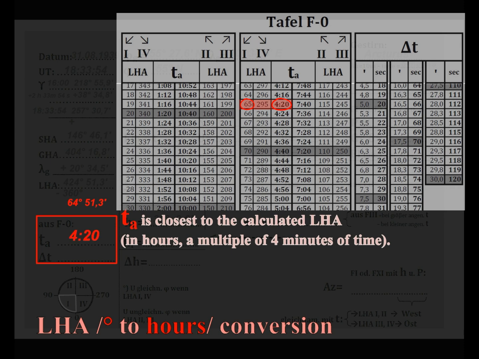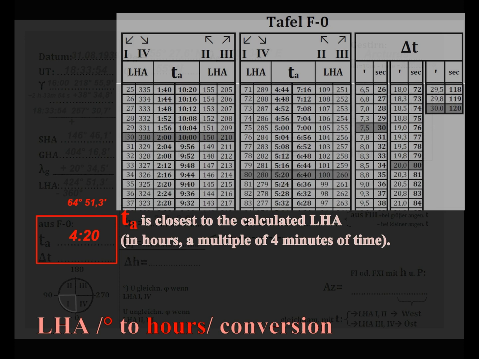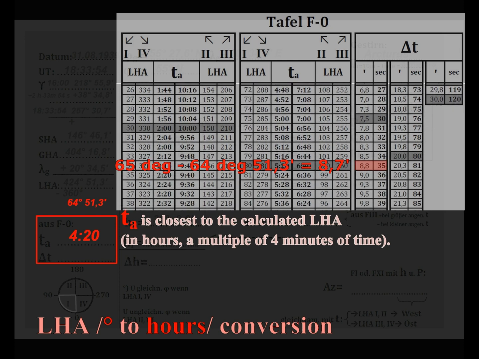Next, you need to determine the difference in arc minutes between the calculated value of the local hour angle and its closest full degree, 8.7 arc minutes in our example. On the right side of the table, take the delta T value in seconds of time, which corresponds to the difference in arc minutes, 35 seconds in our case. This value can be either positive or negative.